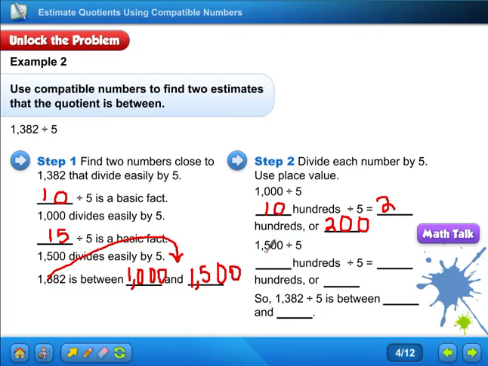1,500 divided by 5. For that one, they're asking us how many hundredths. So we're just going to take off these 2, and we're going to do 15. Because how many hundredths are there? There's 15 hundredths. Divided by 5 equals, 15 divided by 5 equals 3 hundredths, or 300. So 1,382 divided by 5 is between 200 and 300.